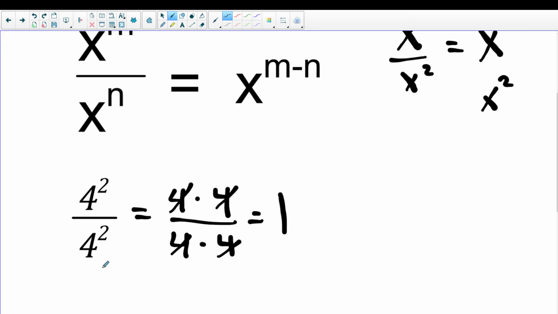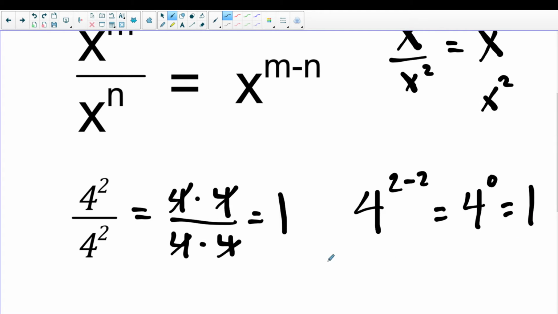But if I look at this from the point of view of the quotient of powers and I subtract, I could also say this is 4 to the 2 minus 2 power. And 2 minus 2 is 0, so we would say this is 4 to the 0 power. And we already know that it's equal to 1, so we would know that 4 to the 0 power is equal to 1. And that's actually the definition of the 0 power. Anything to a 0 power is going to be equal to 1.